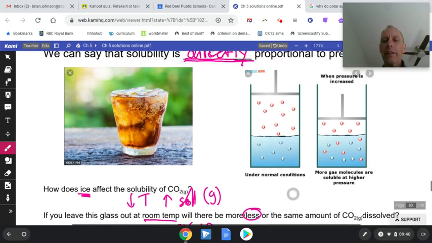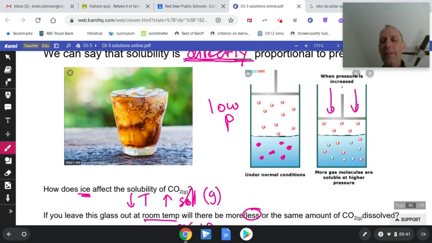Okay, looking at this is our gas dissolved in water, and this would be considered low pressure. If we push down on the piston and increase the pressure, we're adding more. These are all new gas molecules that have dissolved. So more gas molecules are soluble at higher pressure. Okay, so you can squeeze more in.